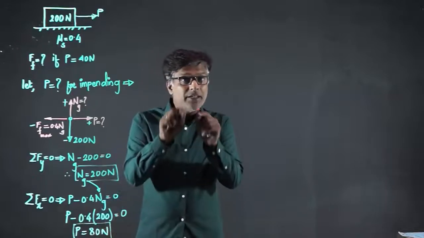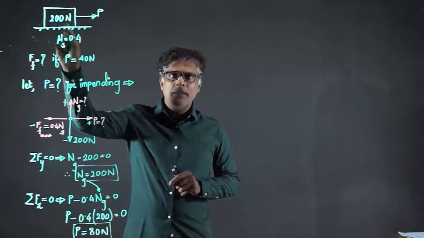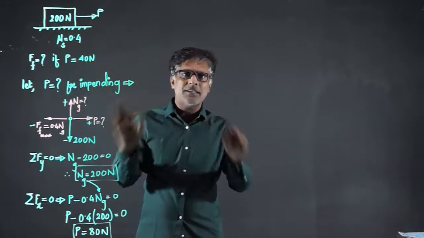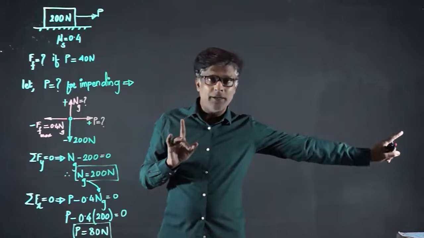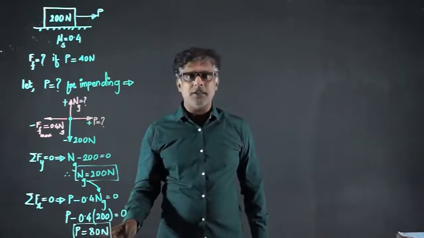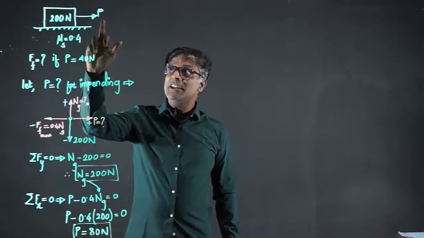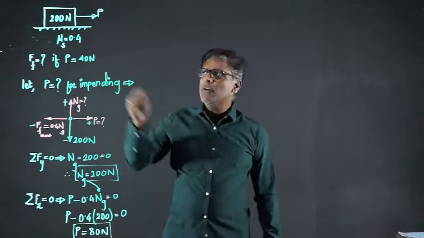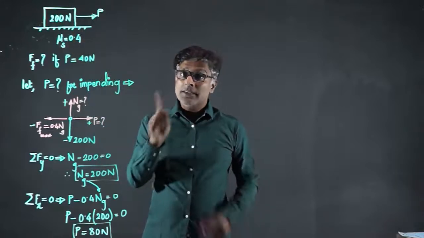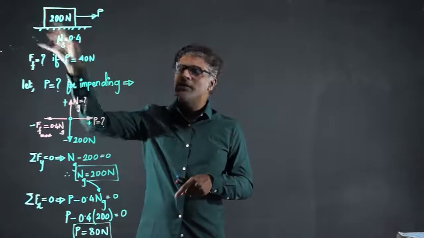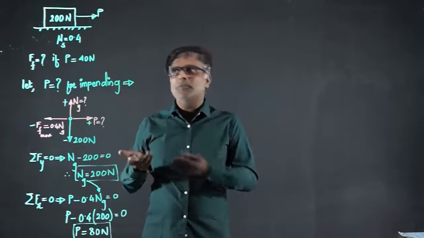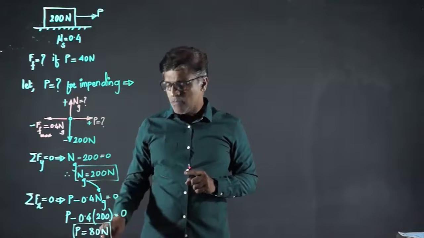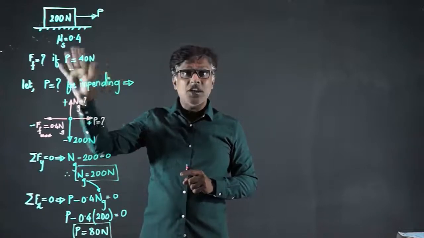Which means, what will happen if I apply a force of 79 Newton at this place? At 79 Newton, this block will continue to remain stationary. It will not be in impending motion. For impending, it needs 80. If I apply 79, this block will remain stationary. Now, what will happen if I apply 75 Newton? Is 75 less than 80? Yes, the block will remain stationary. What will happen if I apply any other value less than 80? Then your block will remain stationary.